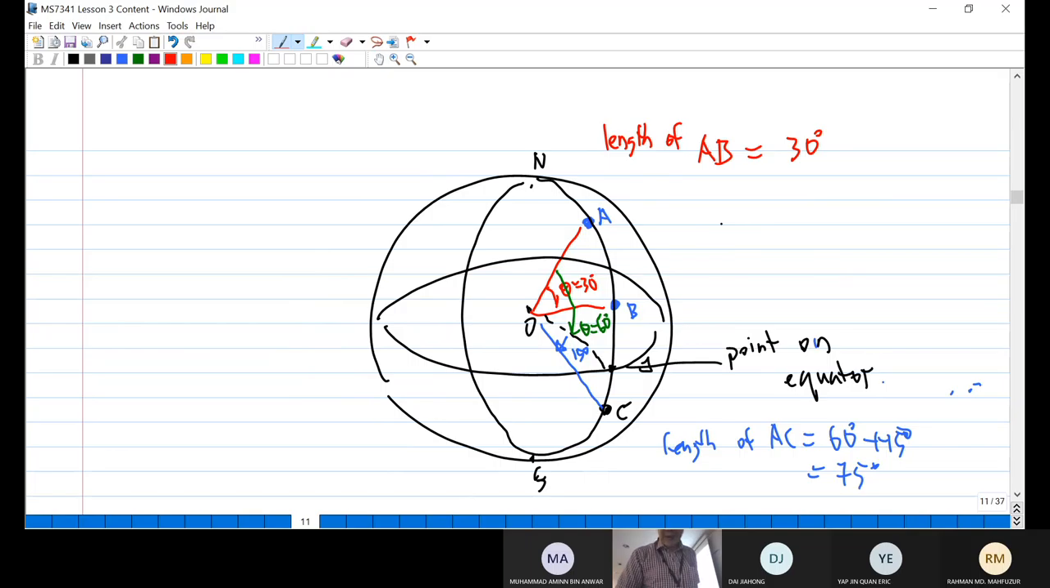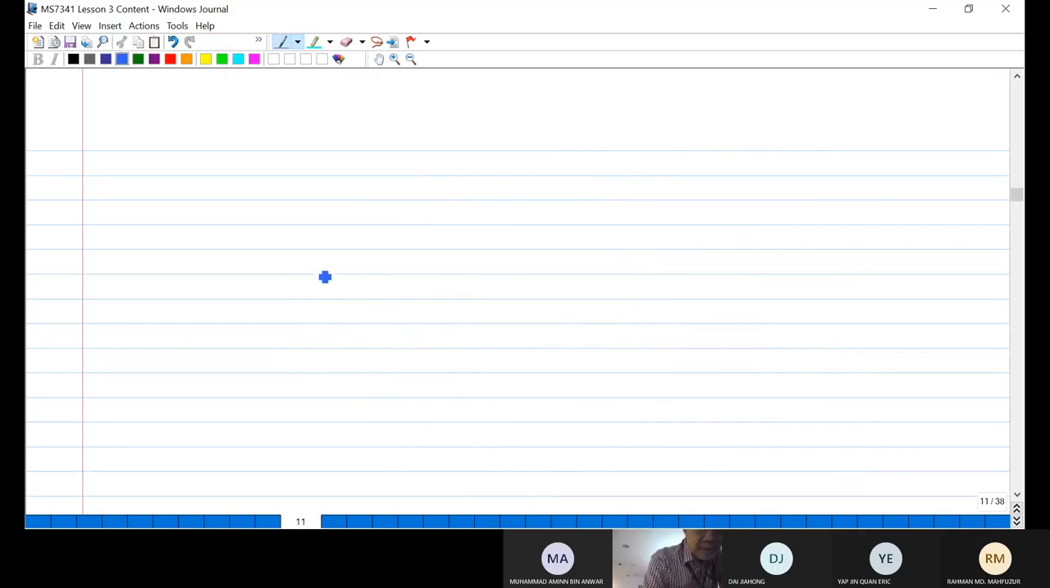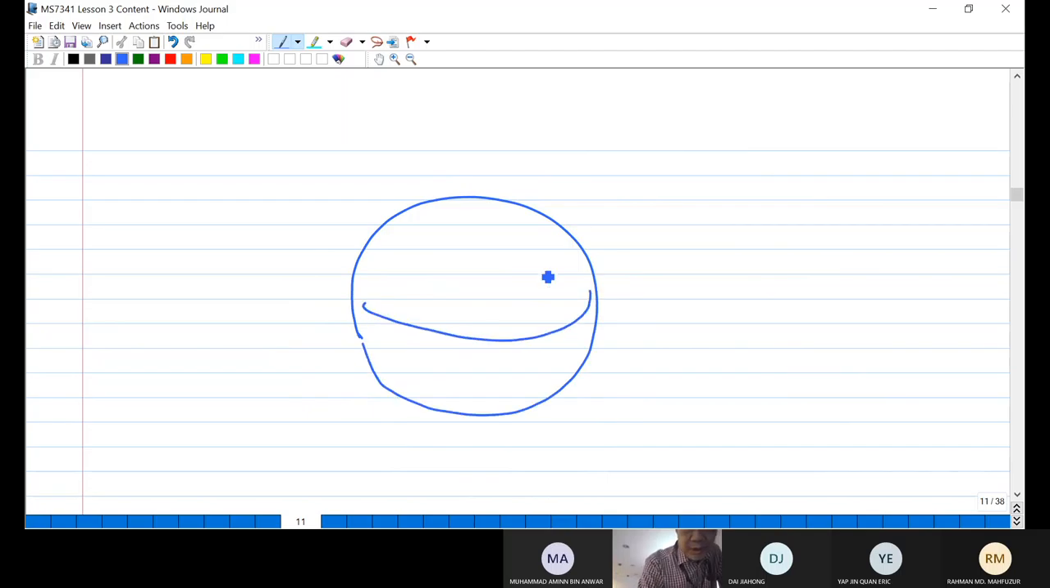So if we appoint one point as A, let me draw a picture again so you can understand how you get it. Let me insert this into a sphere again. So you have a sphere, the equator, and the center here. Let's say this point P is at 30 degrees north and 15 west, which is easier to measure. So you have a point P, and then there is a point Q here.